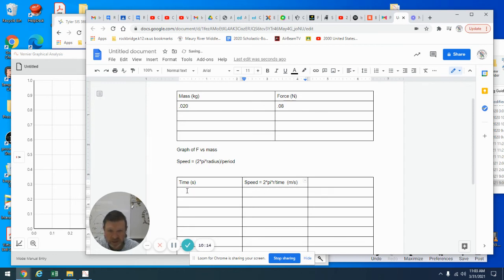what's happening here. So I'm going to take whatever this time is, I'm going to do 2 times pi times the radius divided by time. And then here I will have the force, reading of the force sensor. So let's just run through one of those real quick, make sure that we're good.